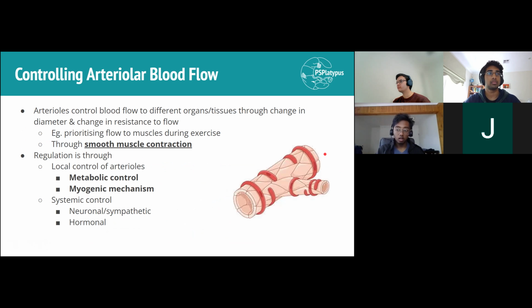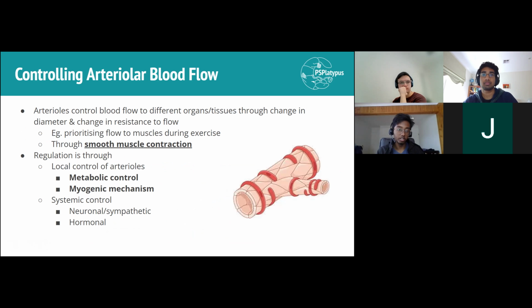So we're going to talk about controlling blood flow through arterioles. Arterioles in particular are very important in the circulatory system for controlling blood flow. By changing the diameter, we change the resistance to blood flow, and this changes the amount of blood flow to particular organs or muscles or places in the body. For example, we prioritize flow to muscles during exercise.